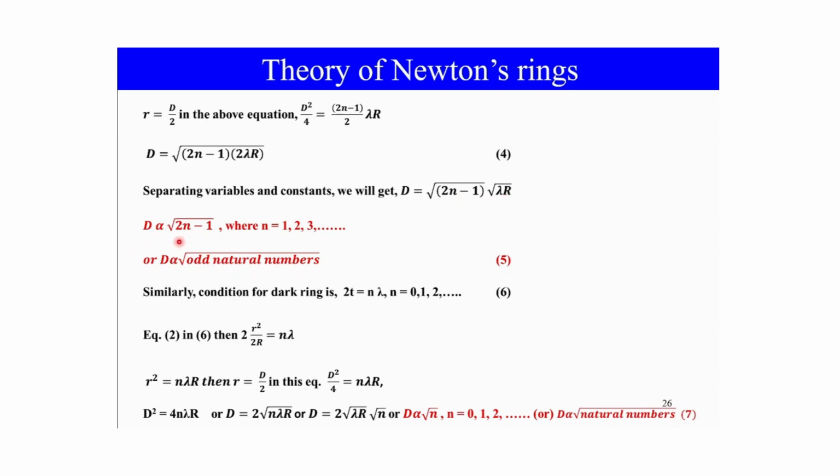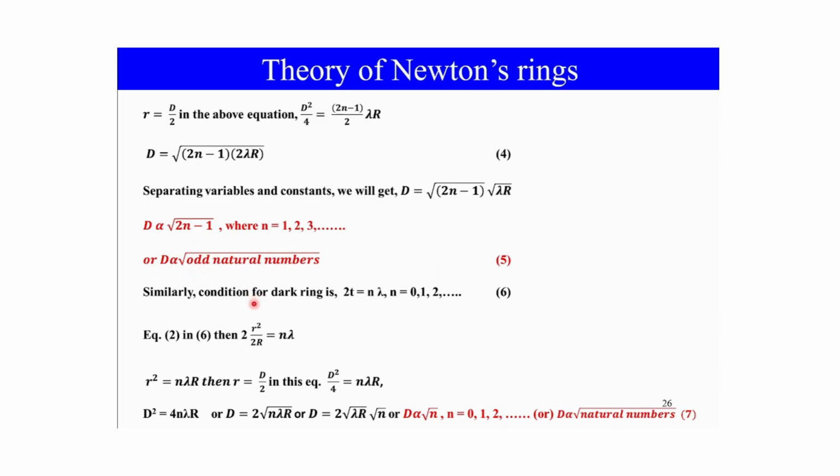So d is proportional to root of (2n minus 1), where n is equal to 1, 2, 3, 4 and so on. This is the condition for the diameter of the bright ring. Now substitute n is equal to 1, so we get 2 into 1, 2n minus 1, which gives an odd number. Now substitute n is equal to 2: 2 into 2 is 4, 4 minus 1 is 3, again an odd number. Now substitute n is equal to 3: 3 twos are 6, 6 minus 1 is 5. So in each and every step we get an odd natural number. So the diameter of the bright ring is directly proportional to the odd natural numbers. This is equation number 5.